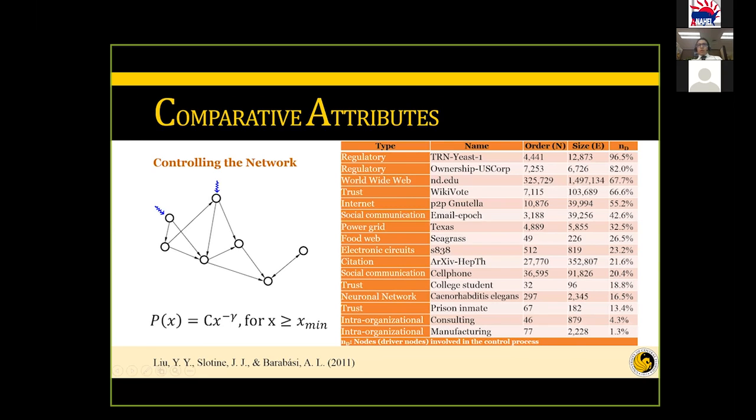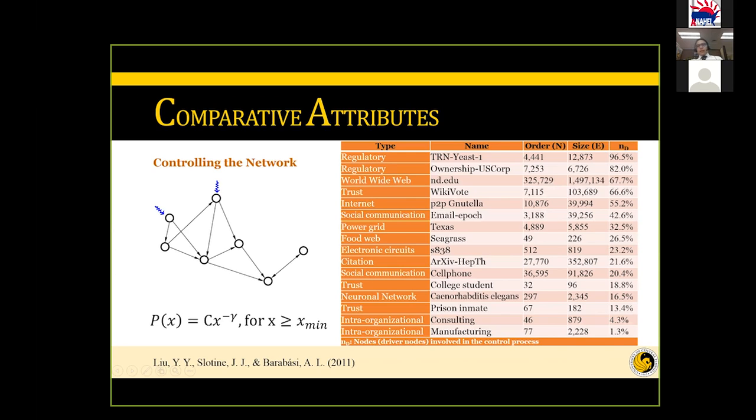This is a one-cell microorganism, but interestingly, it's not controllable. It's a system with an order of 4,000 nodes, and you need to control 96% of those nodes in order to control the whole system. On the other side, we have some very big networks, like cell phone networks, from communication networks, with like 36,000 nodes, and we can control it with only 20%. Or we have a prison inmate network that we can control with only 13% of the prisoners. Or a study on manufacturing with 77 manufacturers, where controlling only one of them, 1.3%, you can control the whole system of manufacturing, and other systems as well.